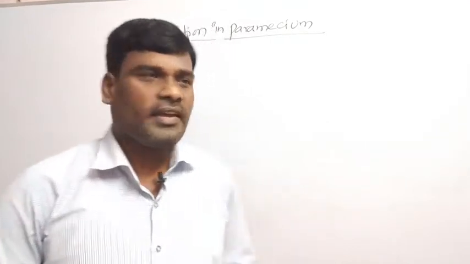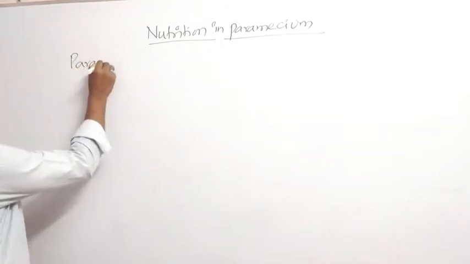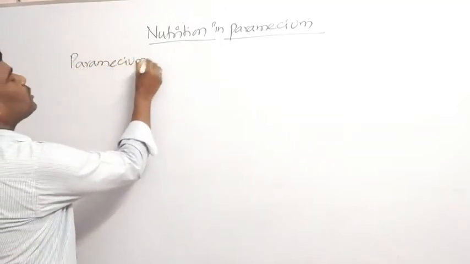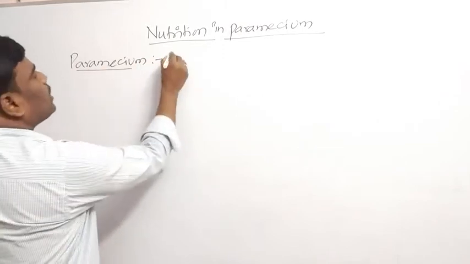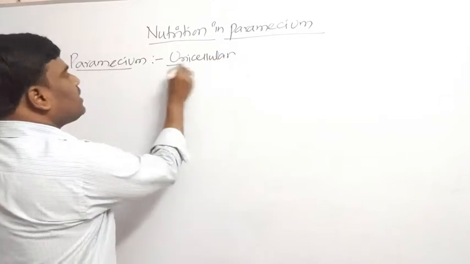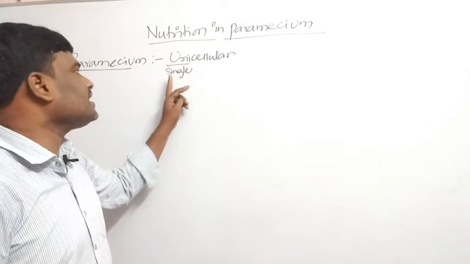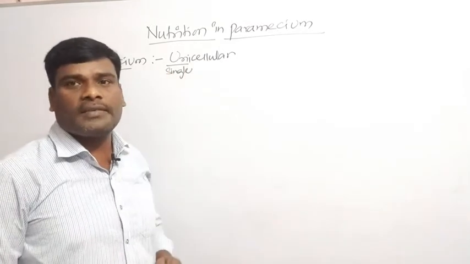Hi children, today we are going to discuss nutrition in Paramecium. Okay, so Paramecium is a unicellular organism. Uni means what? Single. So that means unicellular means it is a single-cell organism, children.